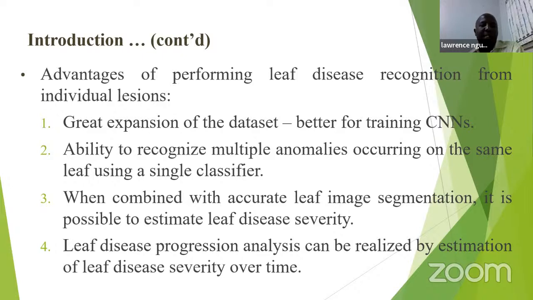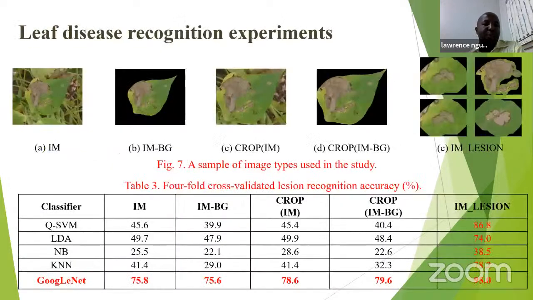And then fourthly, if you do this over time, then you can carry out analysis of the leaf disease progression. So this is useful for those people who are, for example, developing crop species that are immune to particular diseases or pests and so on. So they can track how effective their work is over time. So to demonstrate this, we considered 5 scenarios.